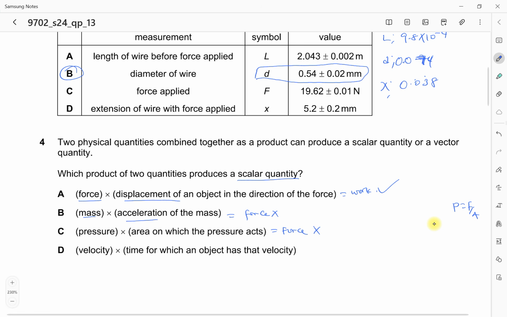Velocity times the time for which the object has that velocity. I think that is displacement. Displacement is the velocity times the time. So this is equal to displacement, which is a vector quantity. So the answer is A.